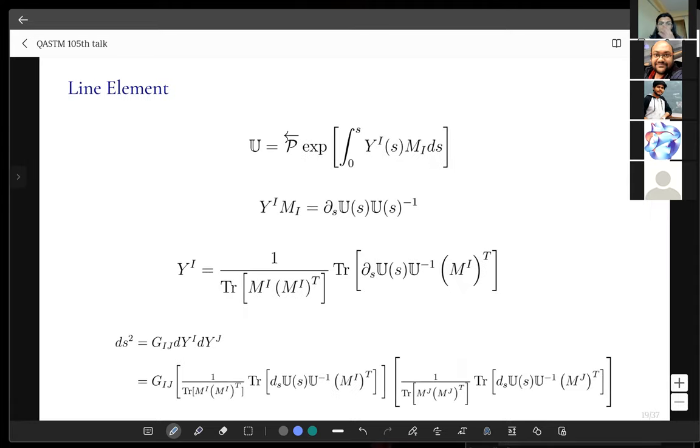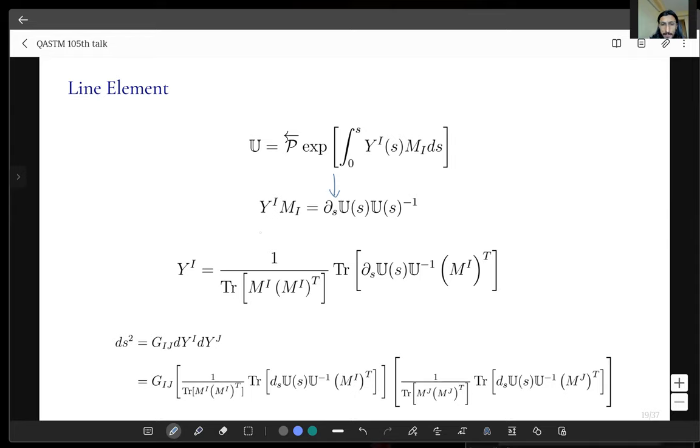Okay, now we need to calculate the line element from this U. We take the derivative with respect to x, so the Y_i comes out. Then we multiply M_i transpose on both sides and take the trace. When we take the trace, since we have chosen M such that the trace of M_i M_j is 1, this part becomes free. Now we take the differential of this, and taking the differential we can get the line element. This is the general expression for the line element. Now we have already parameterized U, and we have M, and also the metric G_ij, which is all plus plus plus. With that, we get our line element in this space.